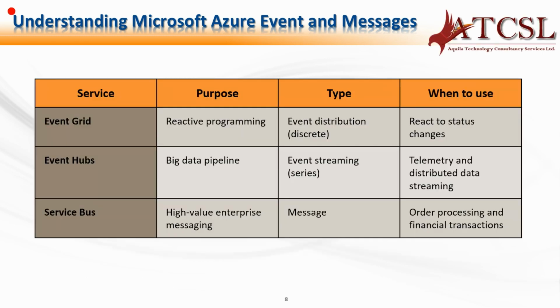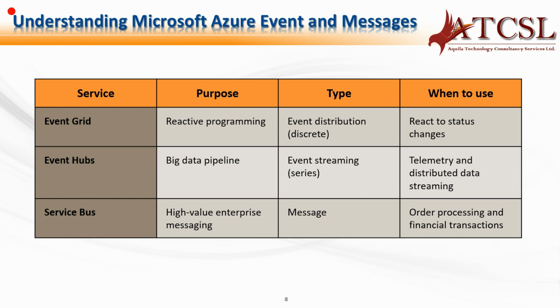Here, we'll try to understand each of these messaging services, their purposes, what the types are, and when to use what. So first of all, we will see event grids. As already mentioned, the purpose of event grids is reactive programming. Whenever an event is raised by the publisher and sent to the endpoint, they will react to that, they will subscribe, and then event handling will be done.